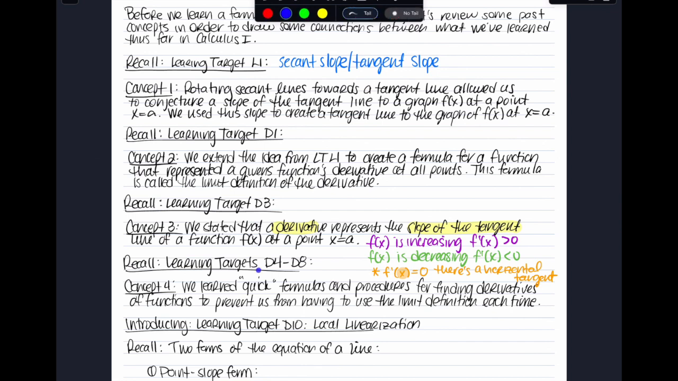Then we went through several learning targets, D4 through D8, to learn "quick", and I put it in quotes because everybody knows the quotient rule ain't quick, but to learn quick formulas and procedures for finding derivatives of functions. And this prevents us from having to use the limit definition of the derivative every single time we want to take a derivative. Nobody wants to do that, not even me. And I love math.